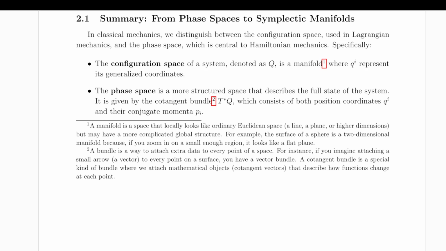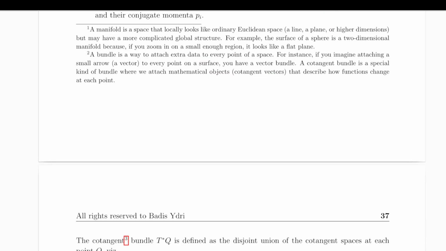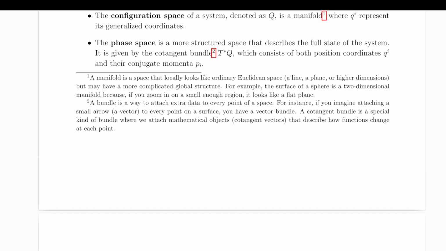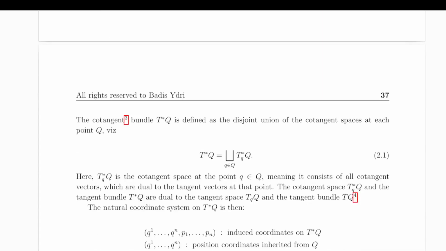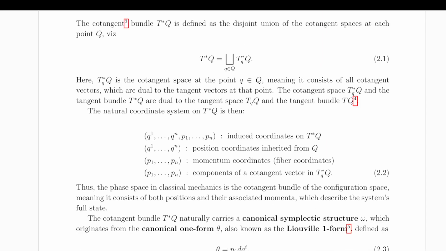Mathematically, the phase space is realized as the cotangent bundle of the configuration space, denoted by T*Q. Let us understand this construction more carefully. At each point q in the configuration space Q, there is an associated cotangent space, consisting of linear functionals on the tangent space. This cotangent space is denoted by T*_q Q. The cotangent bundle is simply the collection of all these cotangent spaces, gathered smoothly over the entire configuration space. Thus, the phase space T*Q combines positions and momenta in a natural geometric framework.